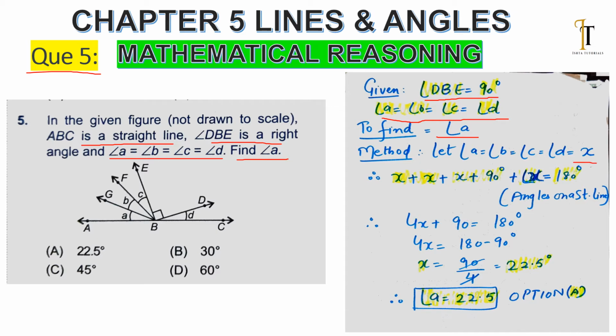Now on adding all the angles, that must be equal to 180. Reason is angles on a straight line. On solving we got X is equal to 22.5. It means this is the value of angle A, that is option A.